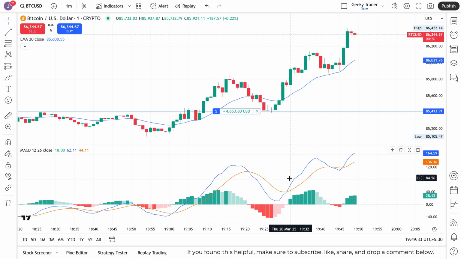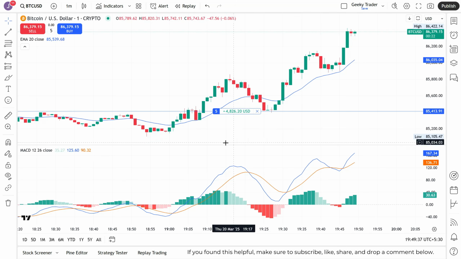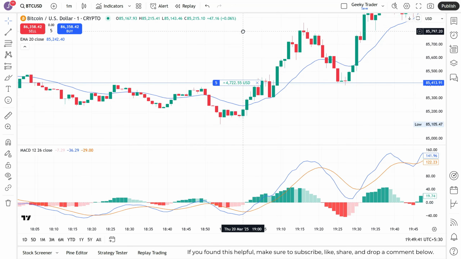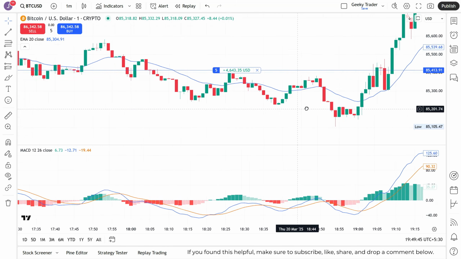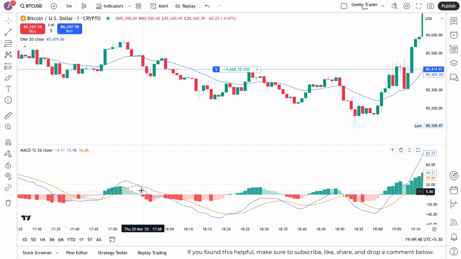Now let's go through an example of a sell trade step by step to make it easy to understand. The first thing we look for is a signal from the MACD indicator. In this case, the MACD line, blue, crosses below the signal line, orange. This crossover is an early sign that bearish momentum is starting to build, indicating a potential downtrend.